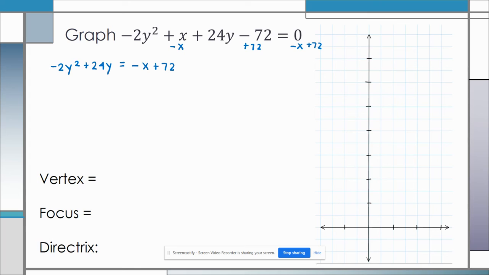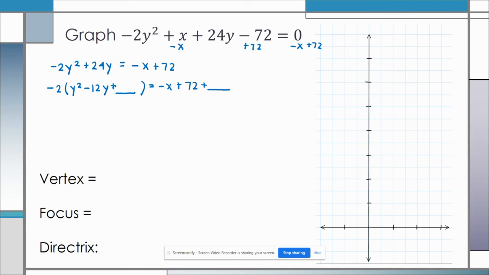Okay, I want to start completing the square on the left-hand side. However, because there's a number in front of the y squared, I have to take out that GCF. So then that gives us y squared minus 12y, and that's what I'm now going to be completing the square with.